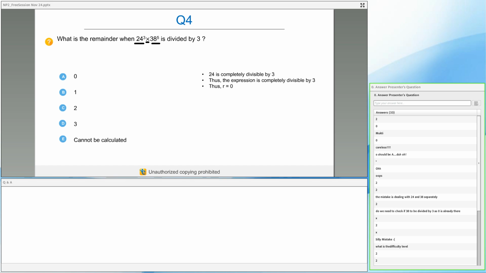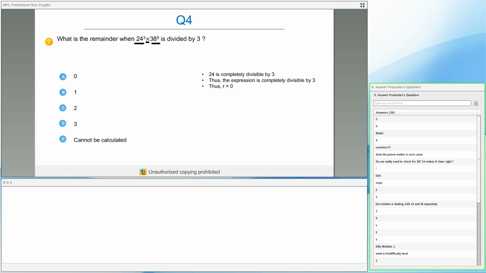Think about it, a number which is divisible by the divisor, any multiple of that will also be divisible. So what I mean by that is, if 6 is divisible by 2, any multiple of 6, be it 12, 18, whatever that be, will always be divisible by 2. Same fundamental principle applies here. If 24 is divisible by 3, any multiple of 24, how many times I write it does not matter. So in this case, the power will not matter at all. Even if it is 24 to the power 3000 or 38 to the power 5000, does not matter. The answer will be 0 because it's a multiple of 24.